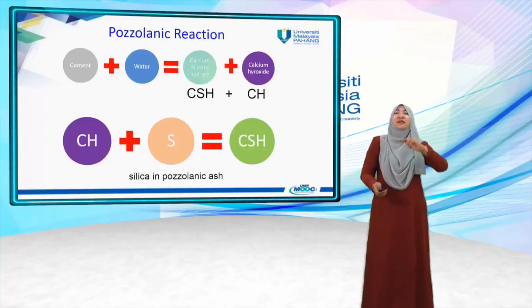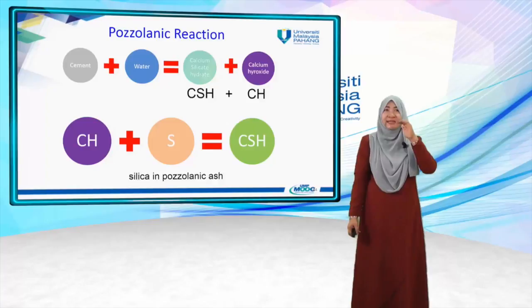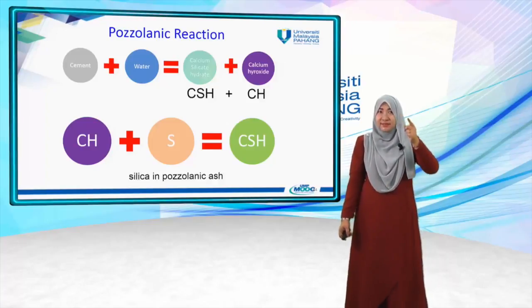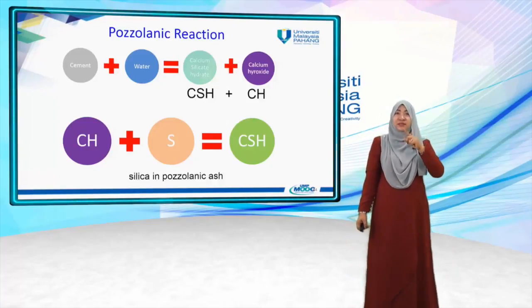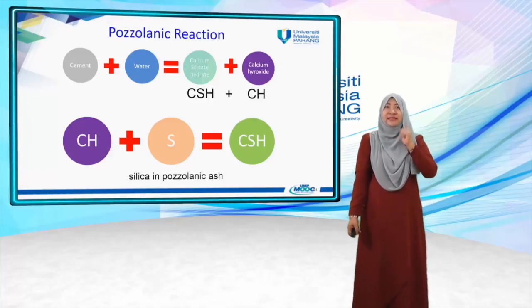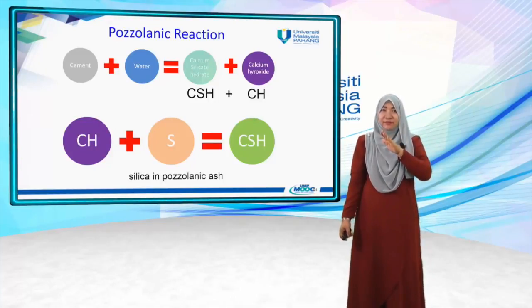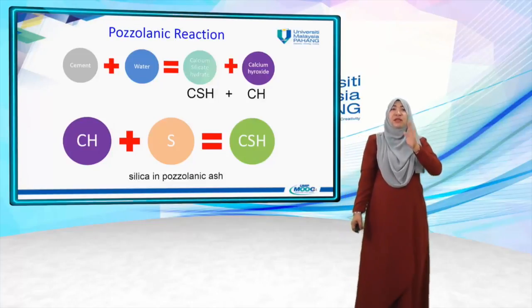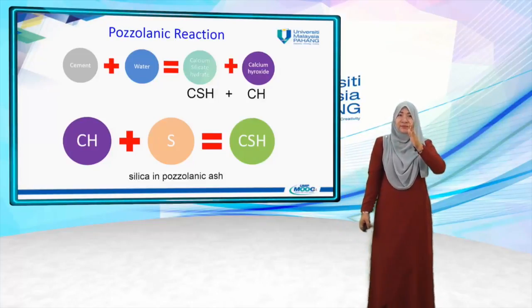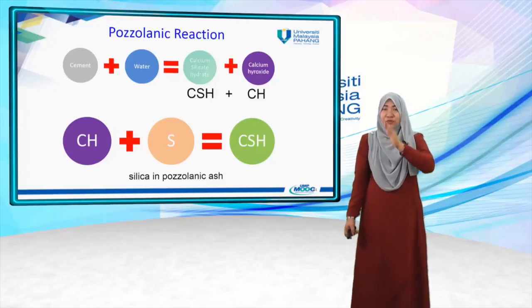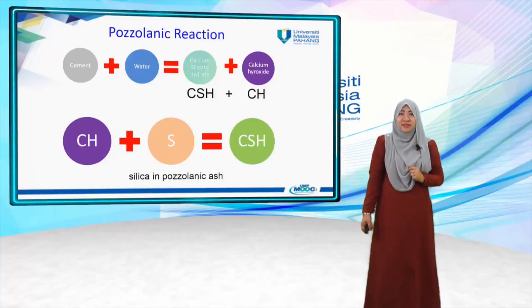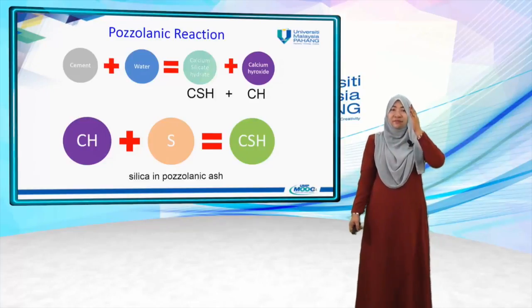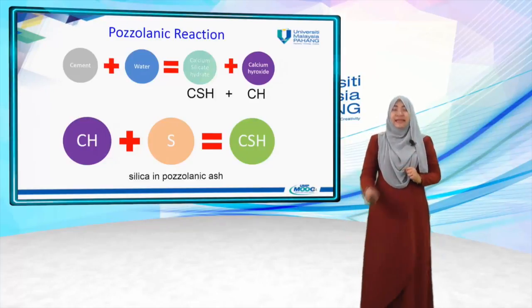So you can see from this simple understanding, first, cement mixed with water will form calcium silicate hydrate and calcium hydroxide. So we take this calcium hydroxide, and when mixed with the silica, it will produce another calcium silicate hydrate. So this silica comes from pozzolanic ash.